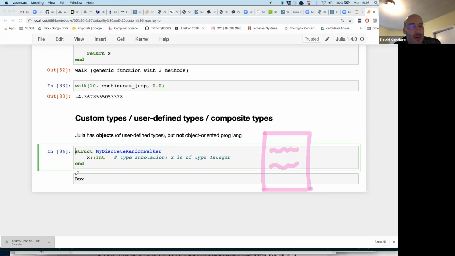So basically what I'm declaring here is the structure of that box. What does that box look like? It's like a template for that box, a cookie cutter for that box. I haven't actually made any random walkers yet.